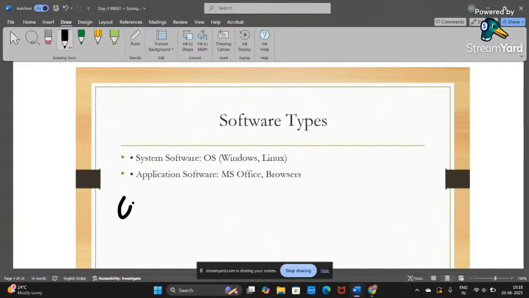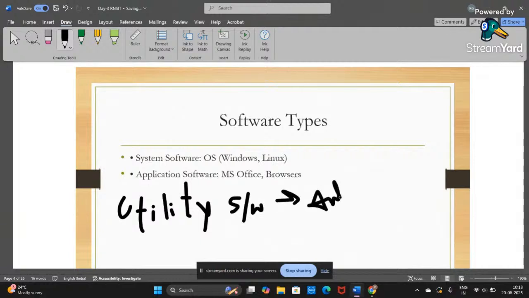And let us learn about utility software. Antivirus is called utility software. Or any disk cleaner. This is also utility software.